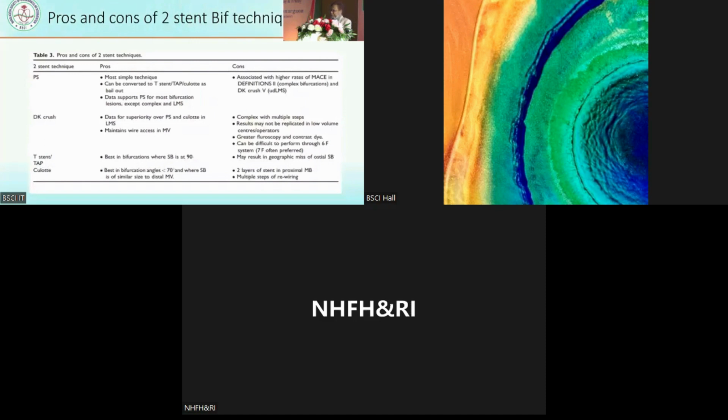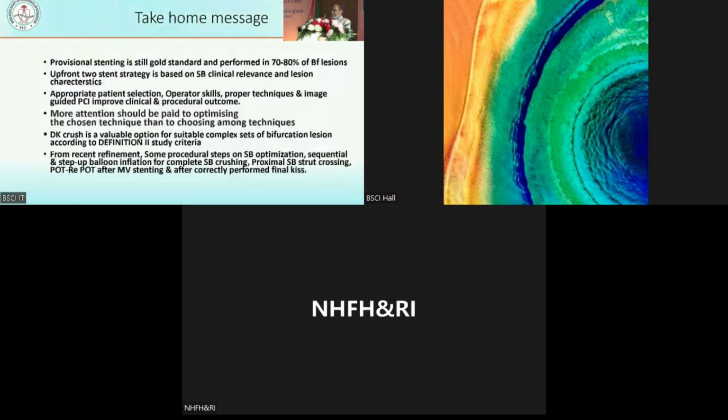And there are various pros and cons. I don't want to tell that. But the take-home message: provisional stenting is still the gold standard and performed in 70 to 80% of all the bifurcation lesions. Upfront two-stent strategy based on side branch clinical relevance and lesion characteristics is sometimes mandatory. Appropriate patient selection, operator skill, proper technique, and image-guided PCI improve clinical and procedural outcome.